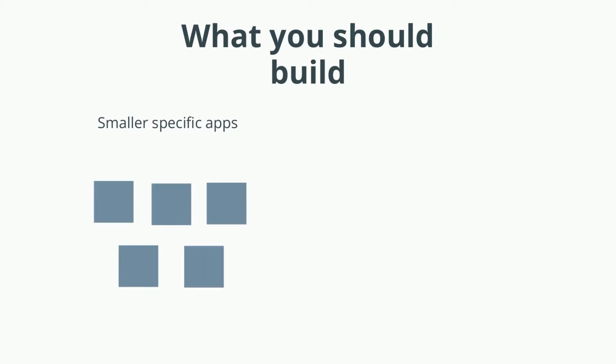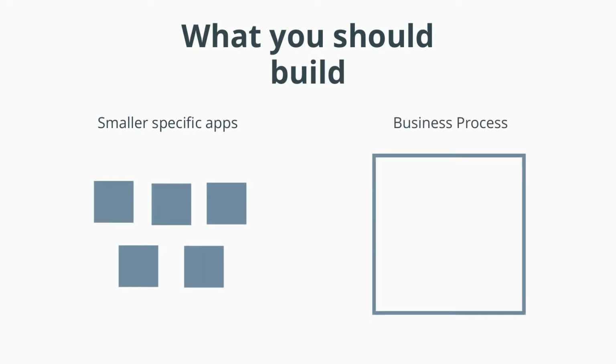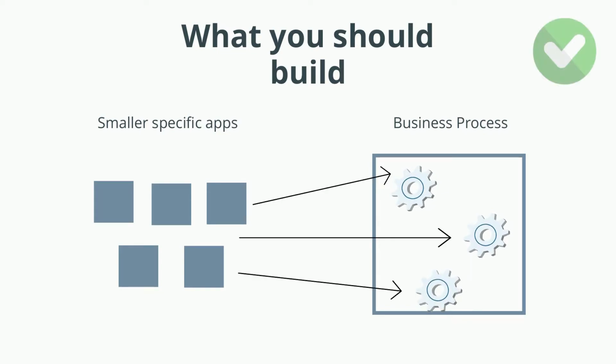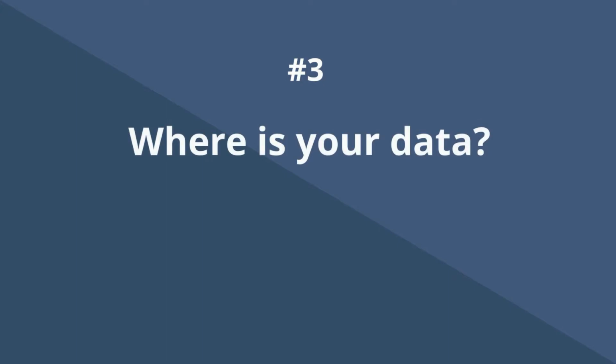What should be built with Power Apps is instead smaller, more specialized applications that are geared towards specific business processes. Some examples of these kinds of applications include expense trackers, vacation request apps, mileage loggers, and electronic forms. Number 3. Where is your data?